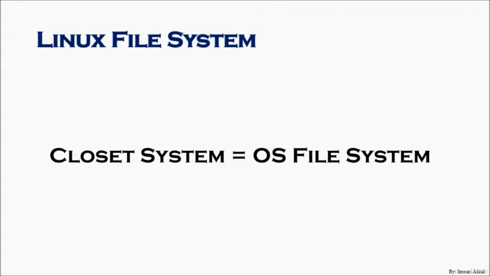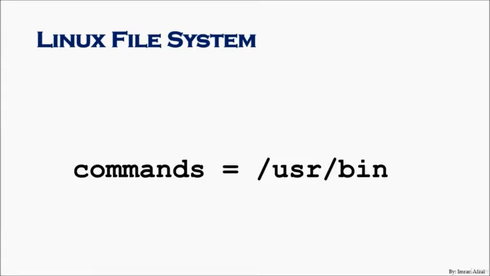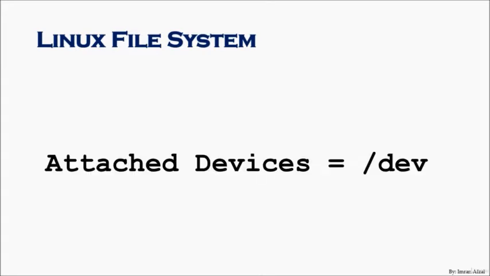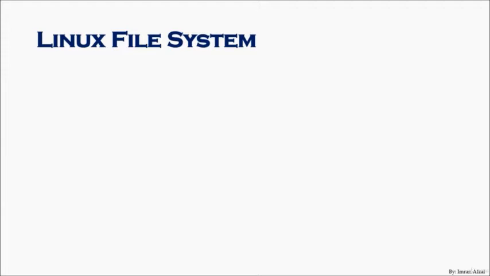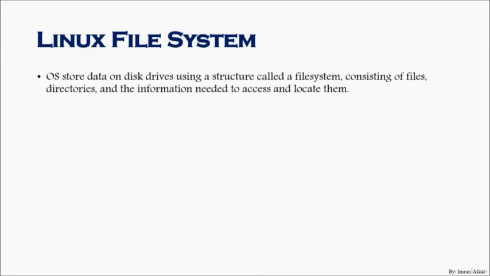The operating system has a file system where command files go to a different folder, peripheral devices or files go to a different folder, and all the programs and applications that you install go to a different folder. So it is much easier for the operating system to access those files. Now, the operating system stores data on a disk drive using a structure called a file system, consisting of files, directories, and information needed to access and locate them.